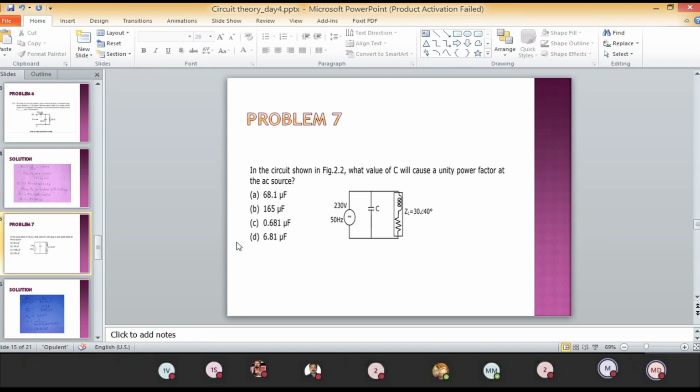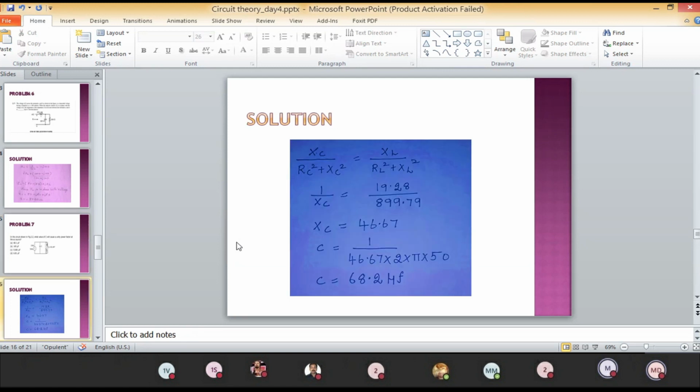A tank circuit is nothing but a combination of inductor and capacitor in parallel, but it has an inductive reactance, that is a combination of resistor and inductor in series. Together they are in parallel with the capacitance. Now let us go for the solution.